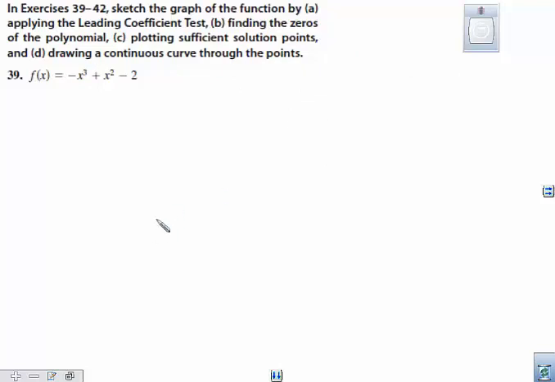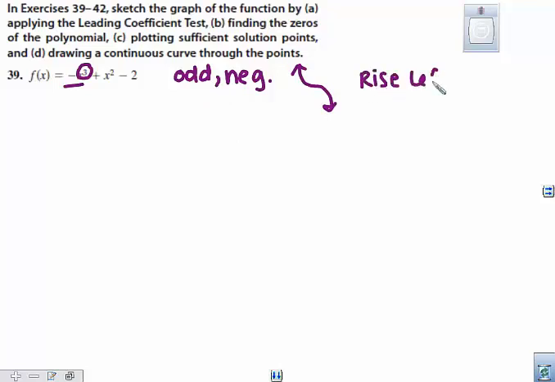Alright, 39. This is the multi-step problem. Part A asks you to apply the leading coefficient test. This is an odd degree. This is a negative coefficient. You should be picturing a cubic. Negative flips it over. So this is rise left, fall right.